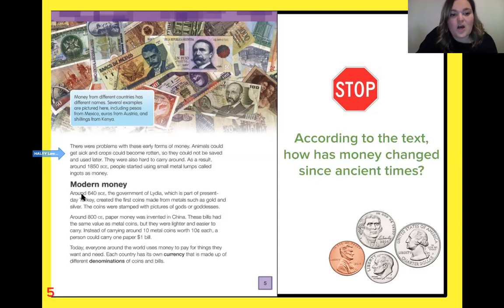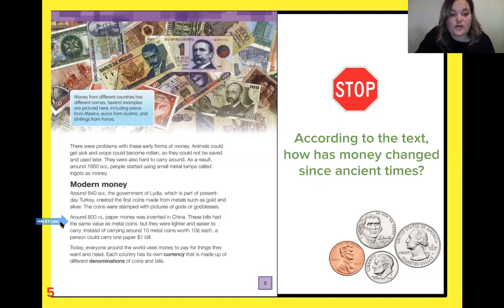Modern money. Around 640 BCE, the government of Lydia, which is part of present-day Turkey, created the first coins made from metals, such as gold and silver. The coins were stamped with pictures of gods and goddesses.